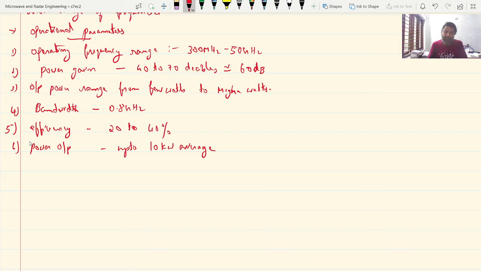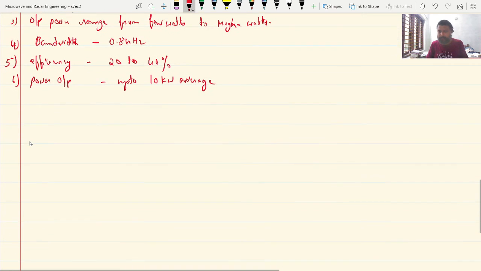Now we have to see the comparison between the traveling wave tube as well as the things what you have discussed, which is the two cavity klystron amplifier. Okay, that is important.